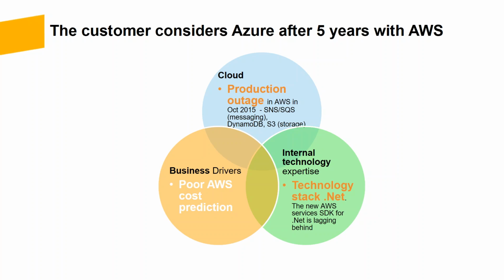And lastly, it was an issue with business drivers. They were saying they couldn't handle the prediction of the cost well. Every end of the month they got the bill, and that bill is not a good prediction of what is going to happen next month. So that was the problem.